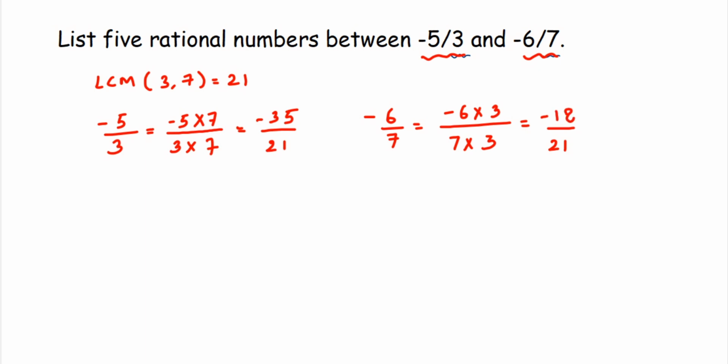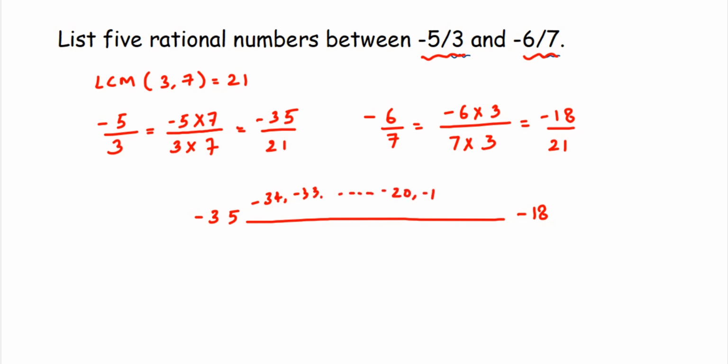Now here we have minus 35 and here minus 18. If you look at the number line, we have minus 35 here and minus 18 will be here. And between minus 35 and minus 18 we have many numbers, like minus 34, minus 33, and so on, minus 20, minus 19, and then we have minus 18. So we have many numbers between minus 35 and minus 18. Out of these numbers, we can pick any 5 numbers. You can just take any numbers randomly and write the 5 rational numbers between these two. So let's write down.